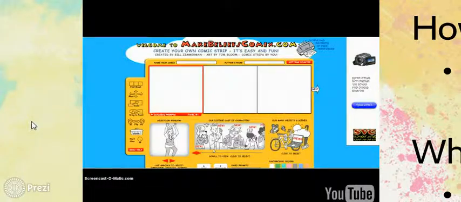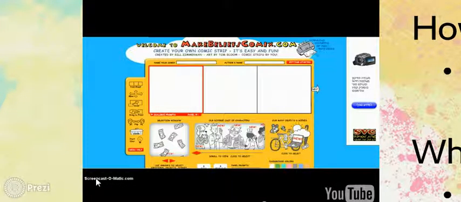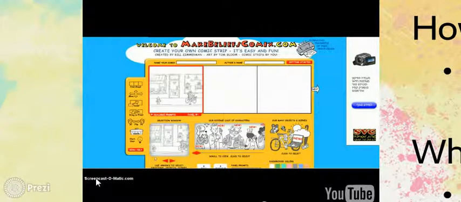Okay, today I will teach you how to use Make Believe Comics. This is what it looks like. The first thing you want to do is choose a background. So you click right here and you choose a background. Click on these arrows. So let's say I'm choosing this one, clicking on it, it goes right here.